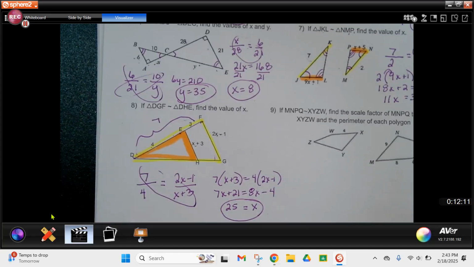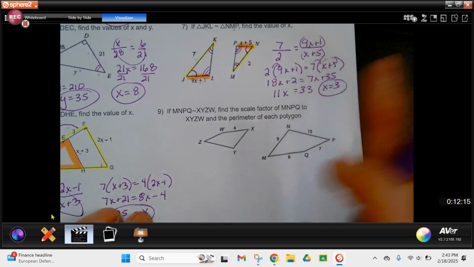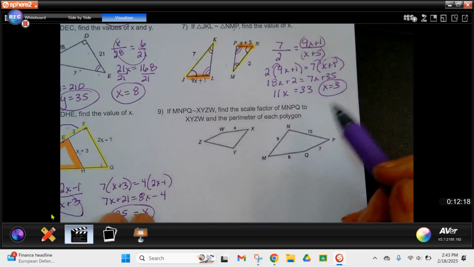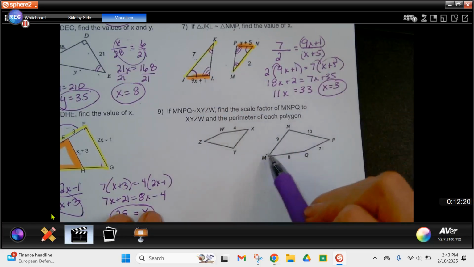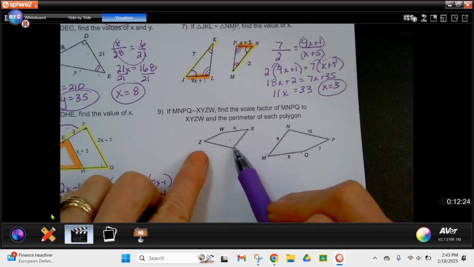And so I get x equals 25. Okay, number 9. Now this one's a little tricky because the order's a little bit backwards. So if MNPQ is similar to x, y, z, w.